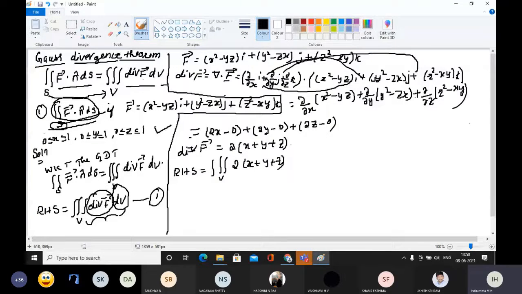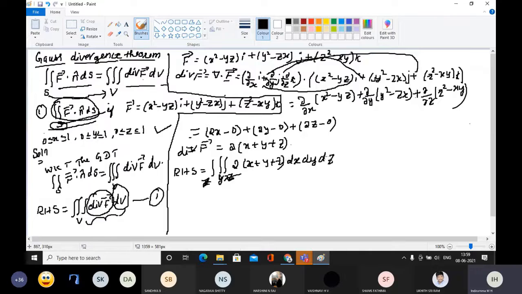I gave already, dV is nothing but what? While giving the definition of the Gauss divergence theorem, dV is nothing but dx dy dz. Correct? According to the order of the limits, we can change it. If it is dx dy dz, here we take the limit for x, here the limit for y, here the limit for z. Or you can take this as x limit, y limit, z limit.